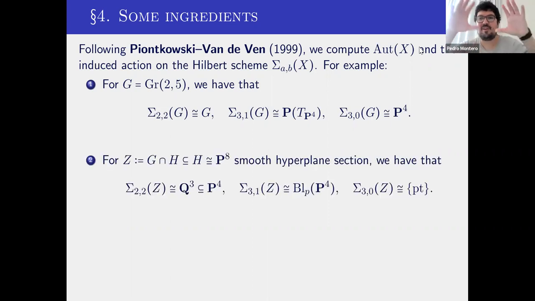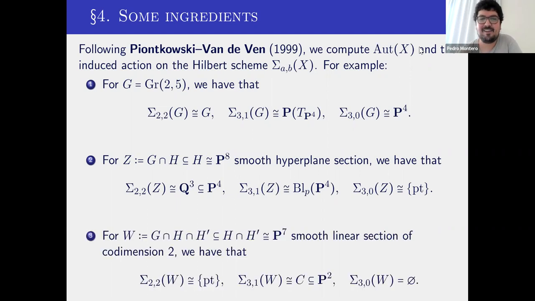You can do the same if you take one hyperplane section. You can also describe the Hilbert schemes. For instance, the planes of type 2-2 is a quadric in P4. The planes of type 3-1 is the blow up of P4 at a point. And which is more funny, I think this is important: if you take one hyperplane section, there is a unique volume inside this Z. So this is very linear algebra, but it's still very beautiful, very explicit, very classical geometry.